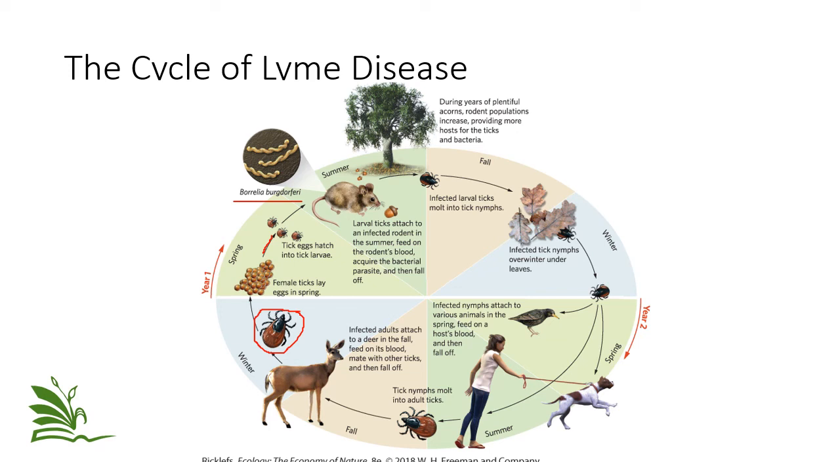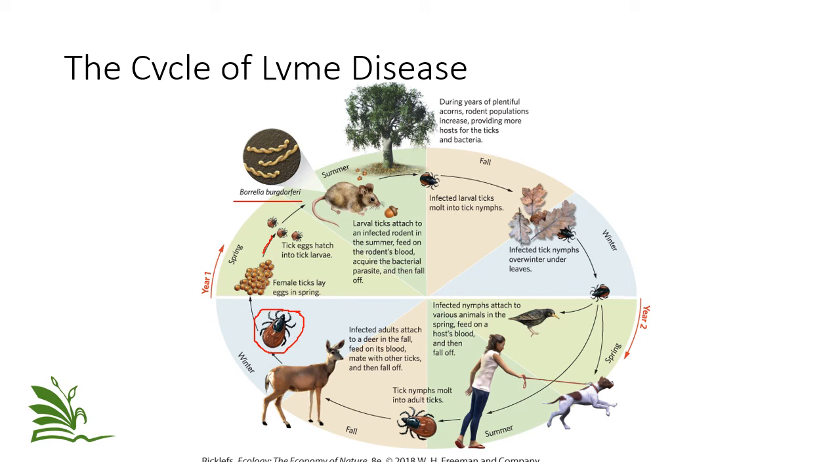But in feeding on your blood, they actually spit a little bit into your body, and that is when the transfer of Lyme disease might occur. And then once they fall off, they live in the leaf litter, they molt into adult ticks, and those adult ticks attach to a deer in the fall, and they feed on its blood, and they mate with other ticks, and then they fall off. That is the cycle, but ultimately it's one that's pretty problematic, in part because we're having a really hard time controlling tick migration as they move north, as our winters become calmer.